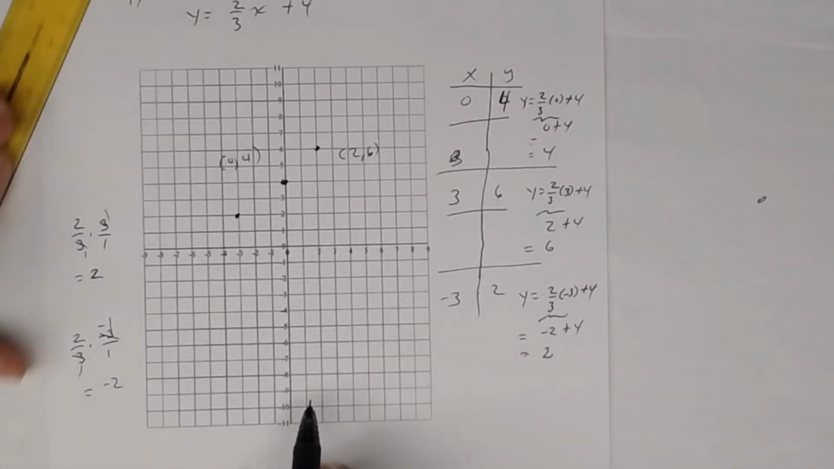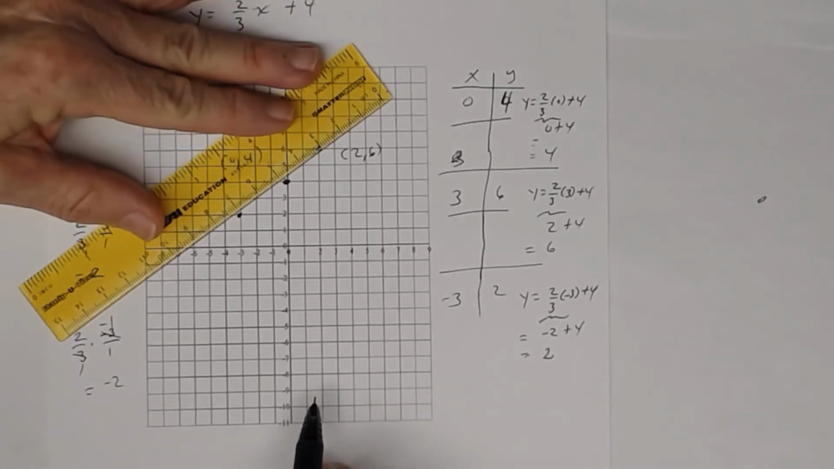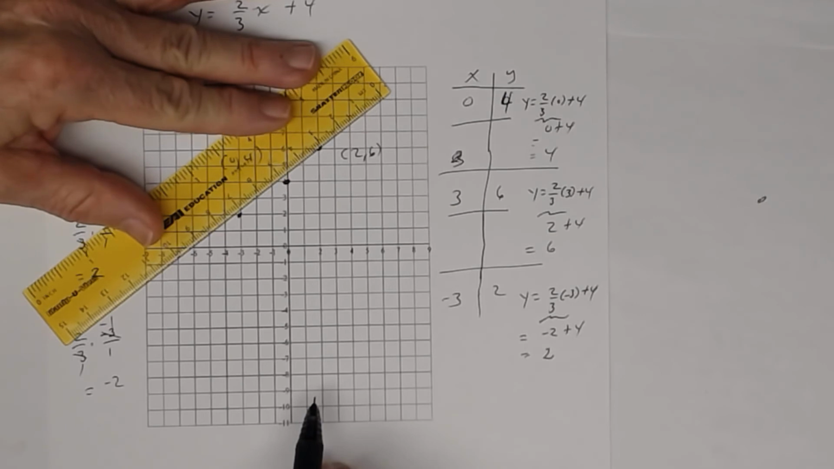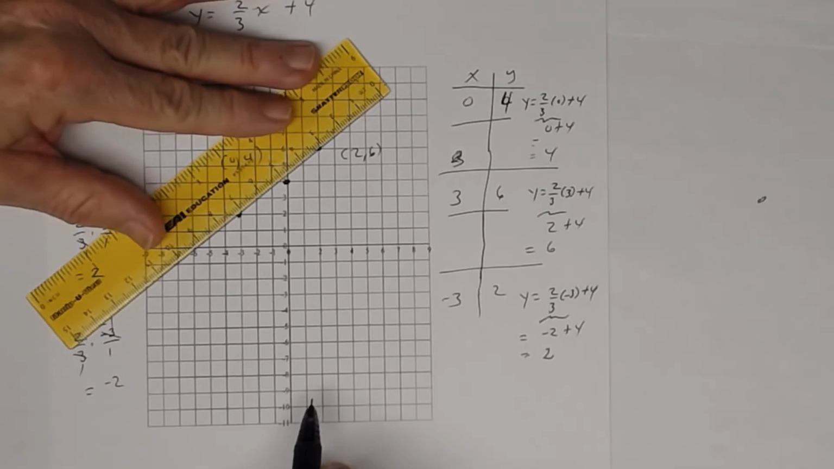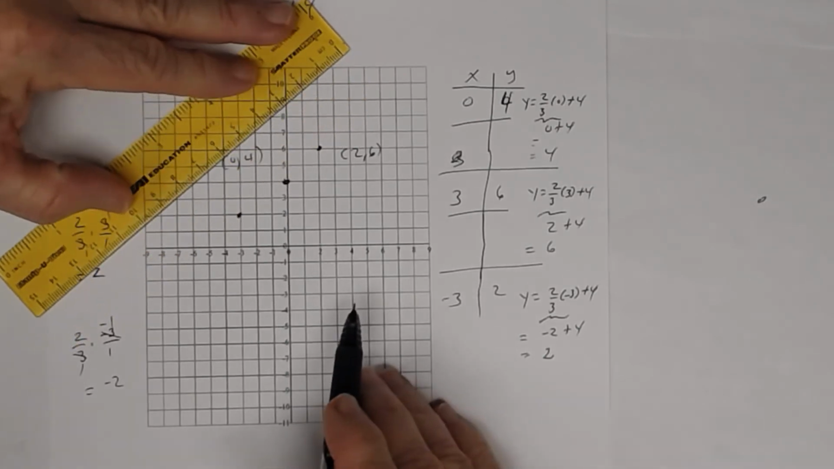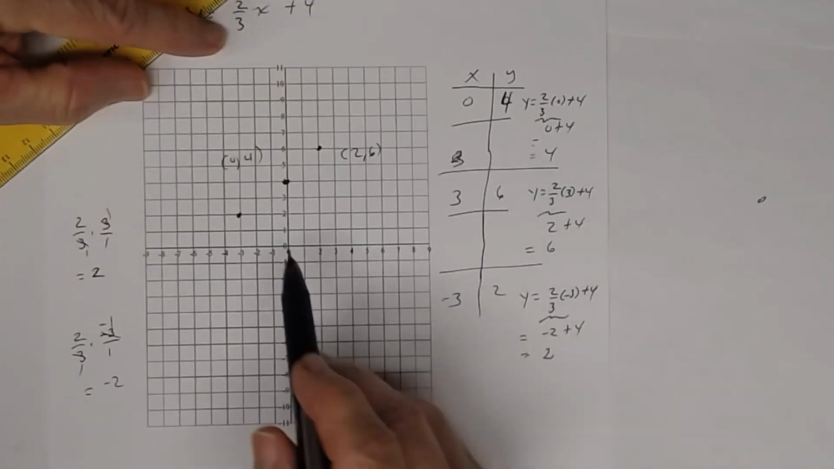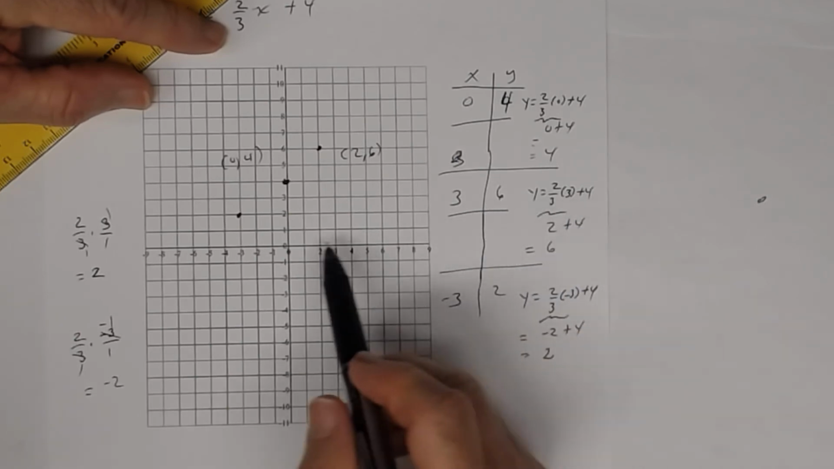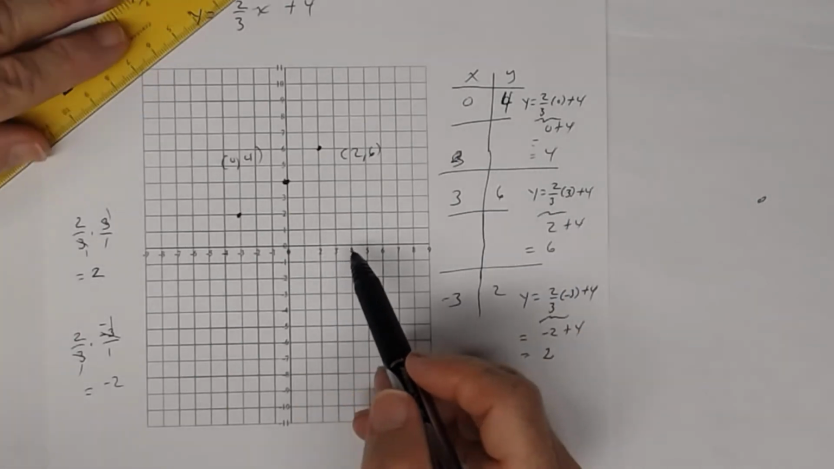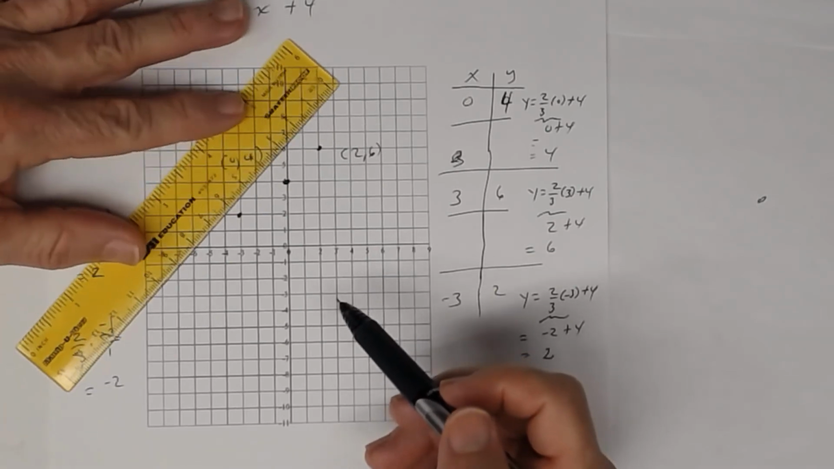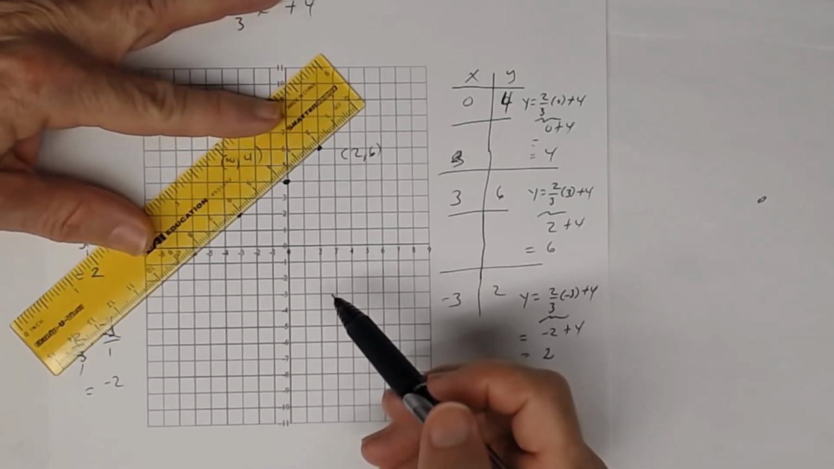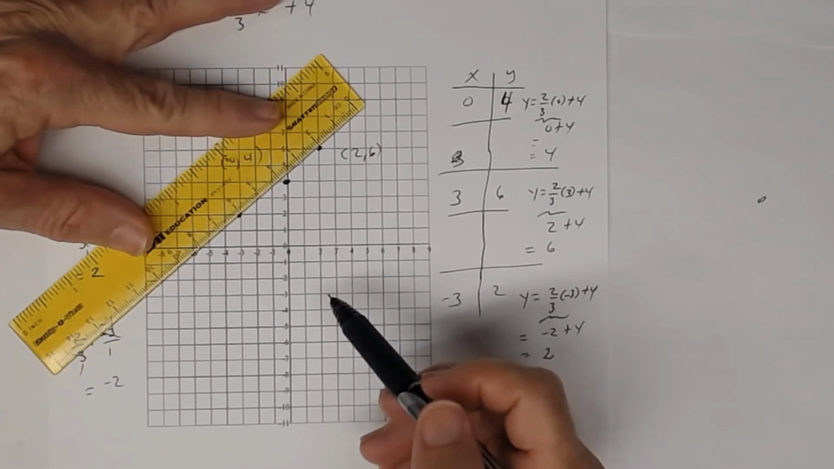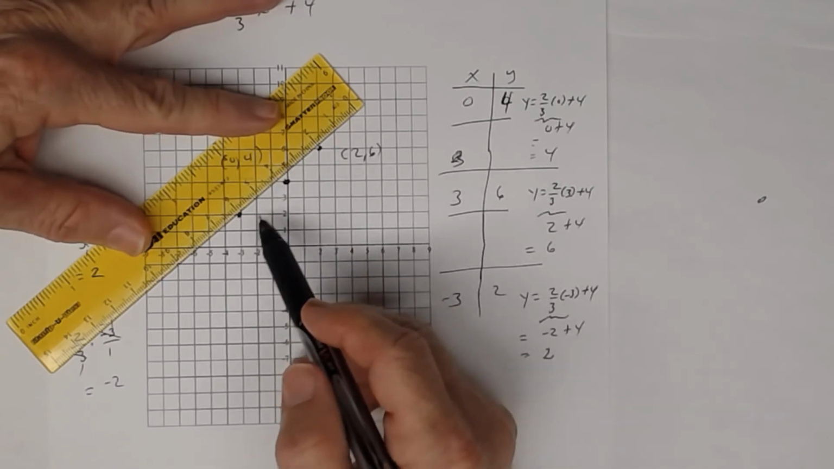Okay. So let's double check. Let's use a ruler to double check. Well, something's wrong. Let's see what I did. So 0, 4 is here. 3, 6 is, oops, yeah. So see what I did? So notice when I did this, they don't lie on the same line.